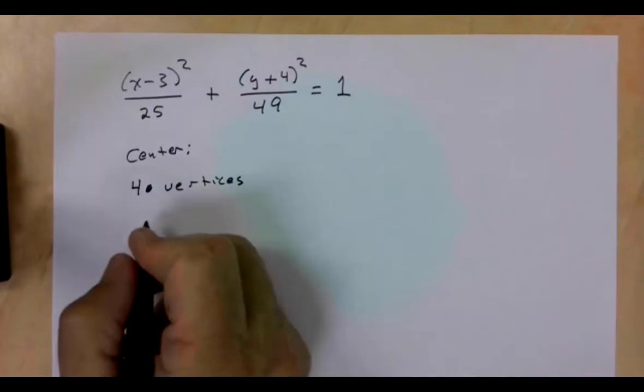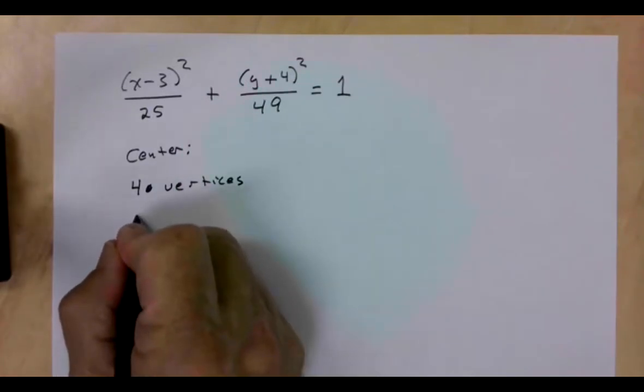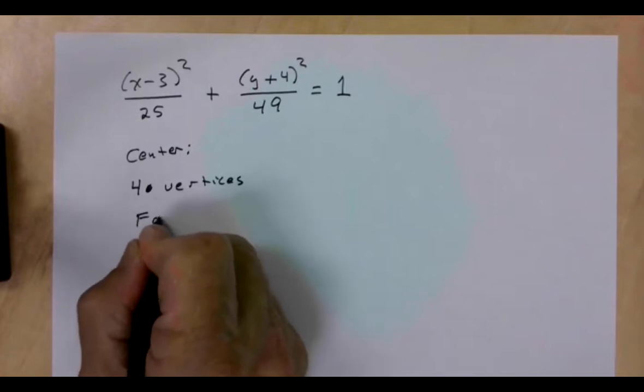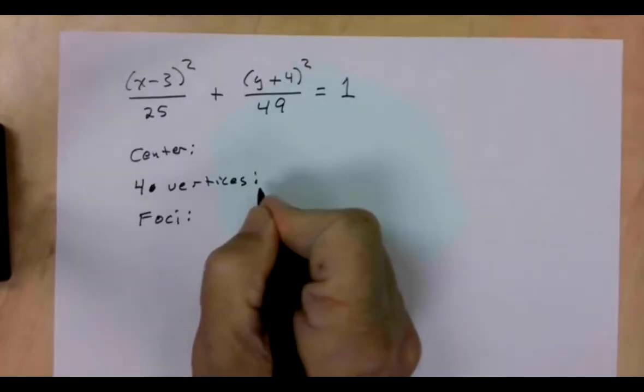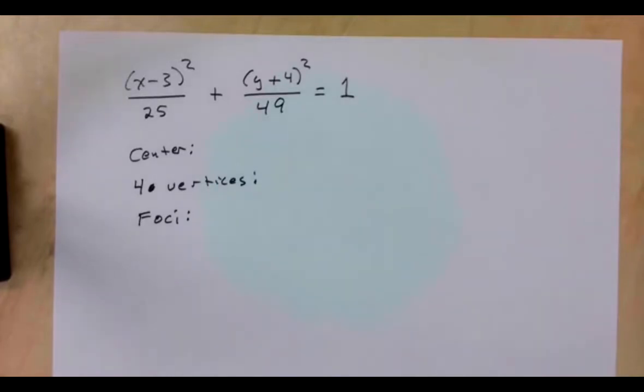And I would like to know, where are the 2 focuses? So see if you can answer those questions. Where's the center? Where are the 4 vertices? Where are the 2 focuses? Hopefully the center is pretty straightforward.